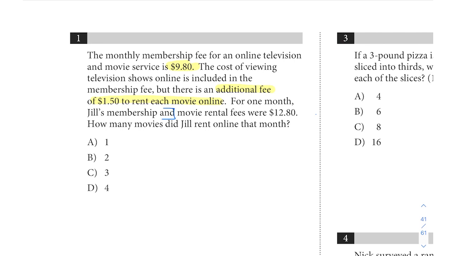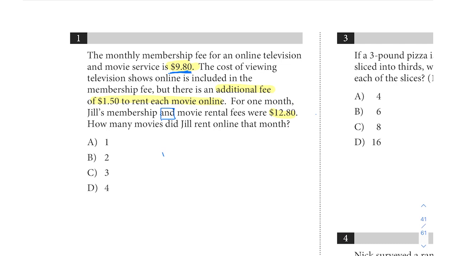For 1 month, Jill's membership and movie rental fees, so together, they were $12.80. How many movies did Jill rent online that month? So you could probably test out each answer choice, but let's see if we could create an equation, because that's actually a fundamental skill that we'll really need to apply in the math on several kinds of questions.